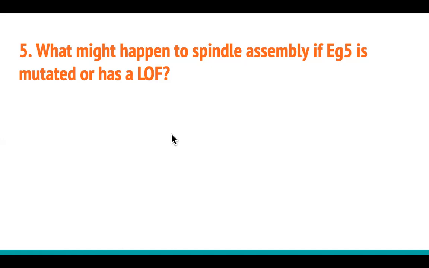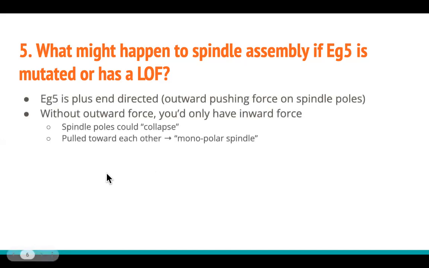So just to give a little bit more detail and context: egg5 is plus end directed, so it's walking towards the center of the cell, so to say. Since it's plus end directed, it's outward pushing, causing the spindle poles to be further apart from each other. But like you said, if that's not there, then there's only inward pulling, an inward force, and that causes a monopolar spindle, where the spindles end up on top of each other.